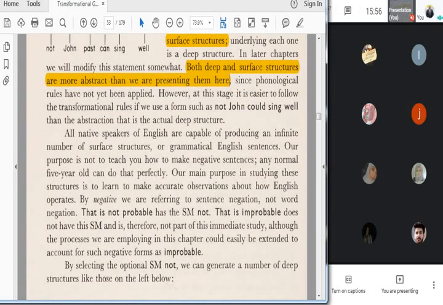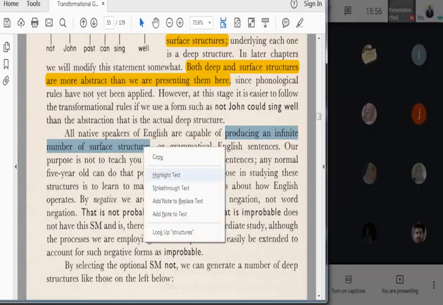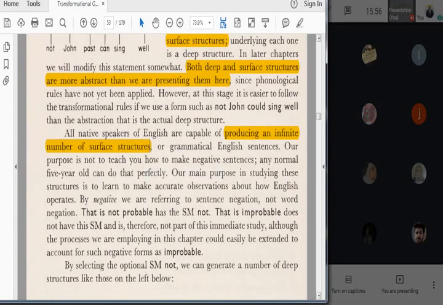All native speakers of English are capable of producing an infinite number of sentences. Not only English speaking people. What about Arabs, French? All of them are capable of producing an infinite number of sentences or surface structures which are deeply rooted in some other deep structures. But what about the deep structures? Do you think that they are infinite in number? That is the question.